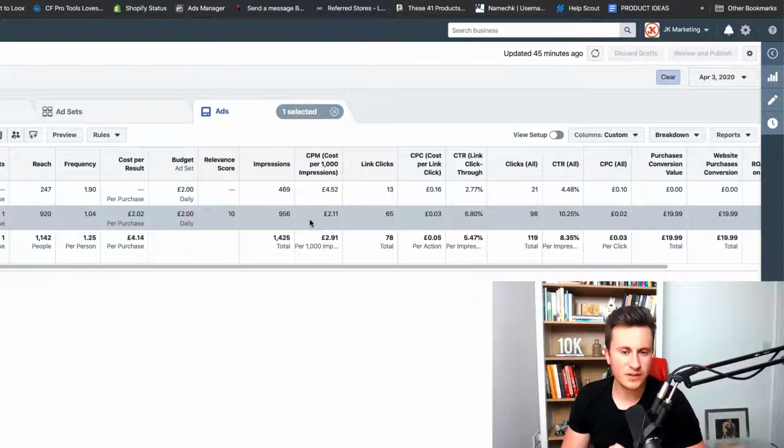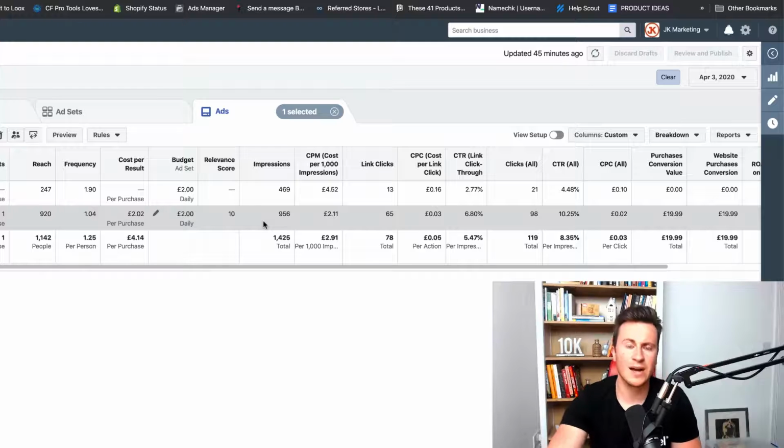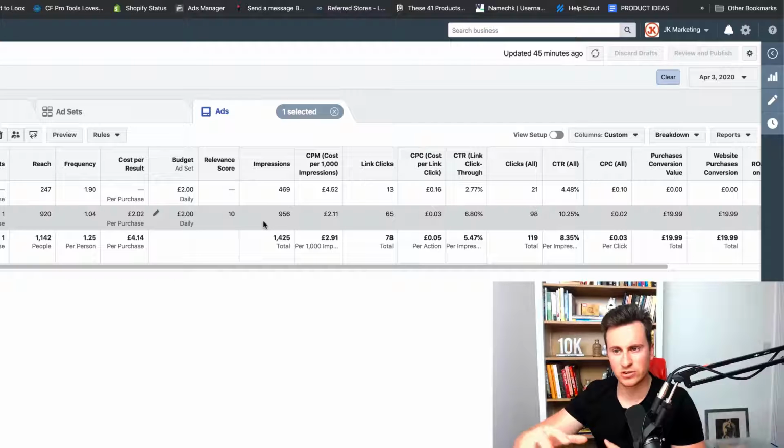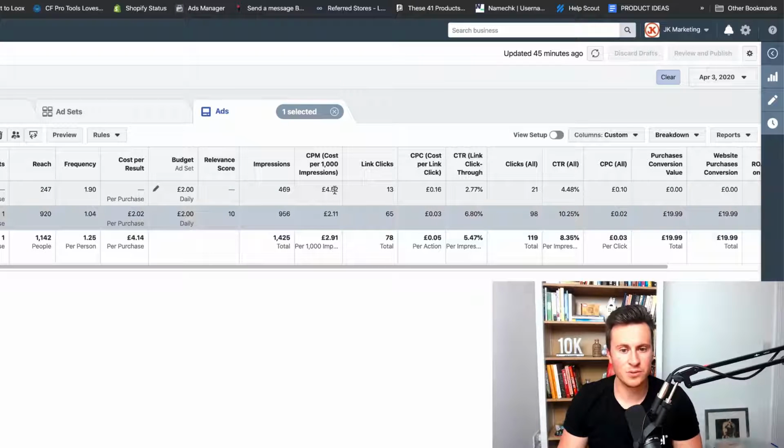And the first interesting piece of data I want to show you is this cold interest one has a relevance score of 10. Relevance scores are super important. If your ads aren't producing the kind of results you want them to, then the relevance score typically is the first thing you should be looking at, because it's like a direct signal of how relevant your product or your ad is to your audience. And the higher the better, and the higher it is, the more it translates into cheaper CPMs, cheaper clicks, etc. So the CPMs I've been able to produce are £2.11, £4.52 with an average of £2.91.